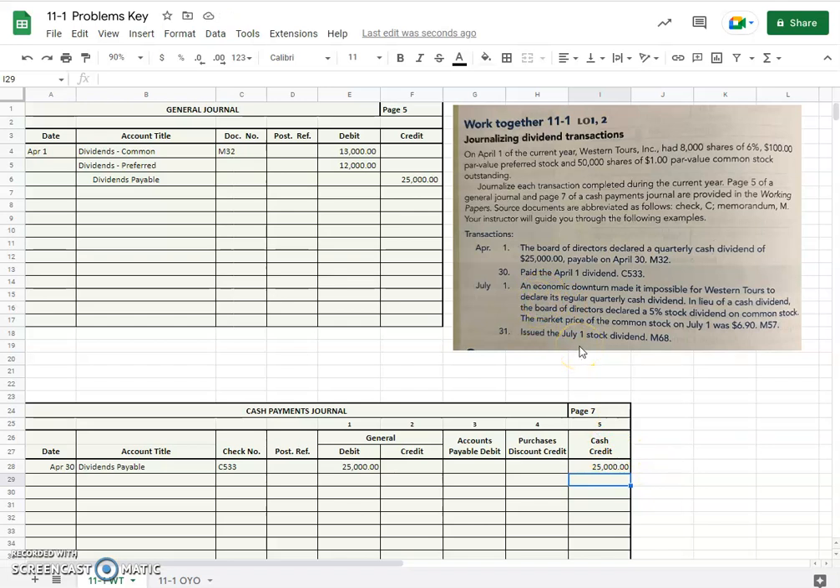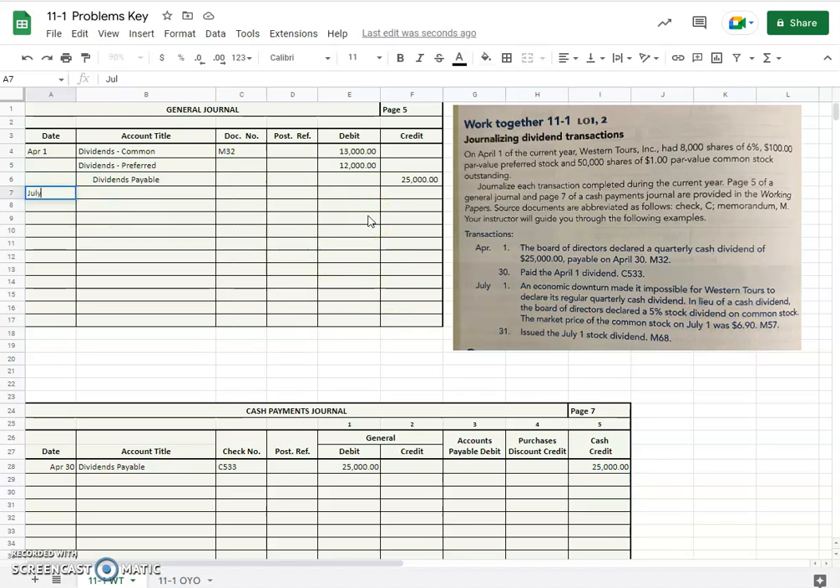All right, July 1st. An economic downturn made it impossible for Western Tours to declare its regular quarterly cash dividend. In lieu of a cash dividend, the board of directors declared a 5% stock dividend on common stock. The market price of the common stock on July 1st was $6.90. Okay, this one's going to be a little different.